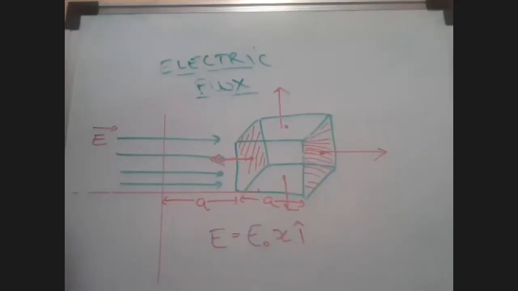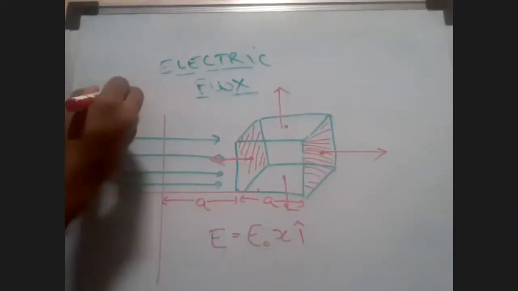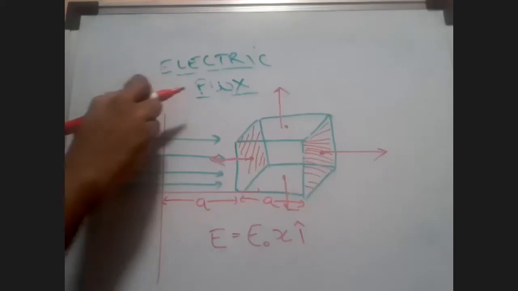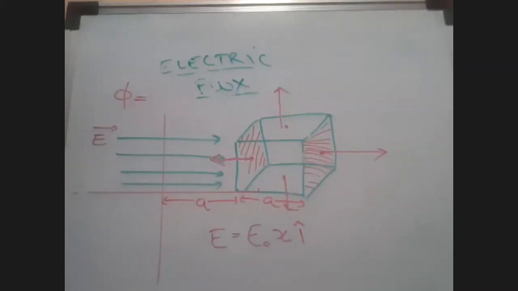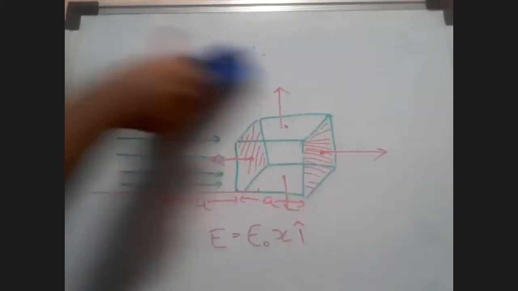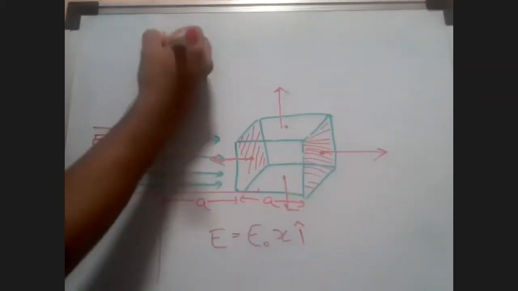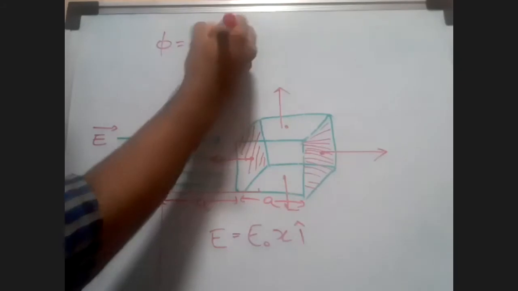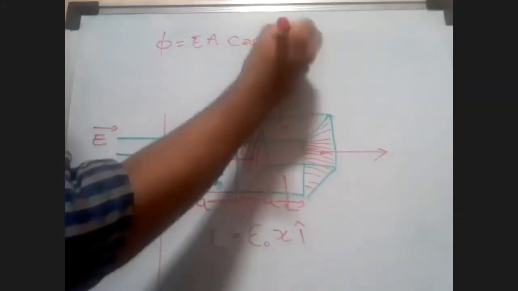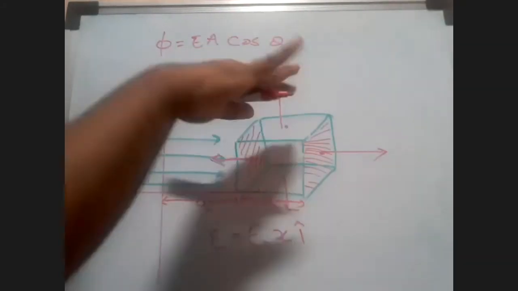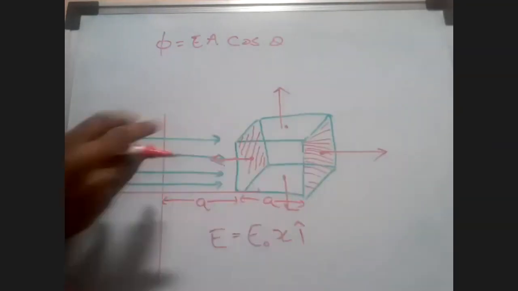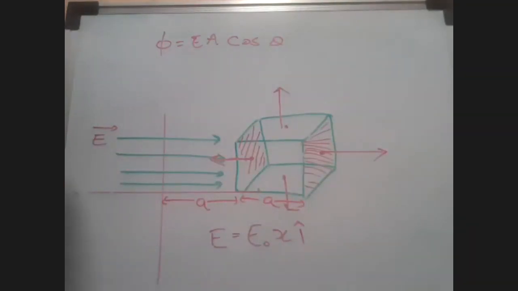Now you know that phi is equal to what? E vector into A vector. Yes, but open it up for me. Phi is equal to EA cos theta. What is theta at the top surface? 90 degrees. For those who don't know, see, look here.